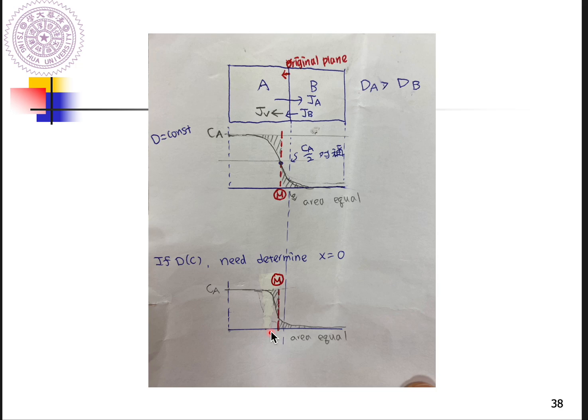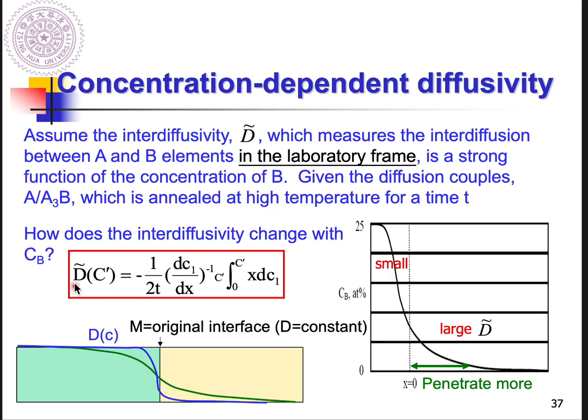But as we mentioned, the Matano plane is a mathematical plane. You cannot see it. It's just a mathematical plane to help you calculate the interdiffusivity, the value of interdiffusivity at different locations. It just helps you define the value of interdiffusivity, because you need to know where the zero is. Then you can get this value, right? So that is why we need to know where the Matano interface is.